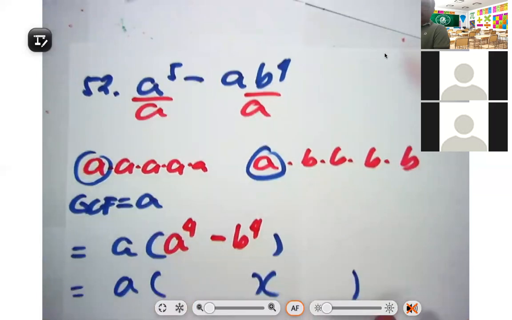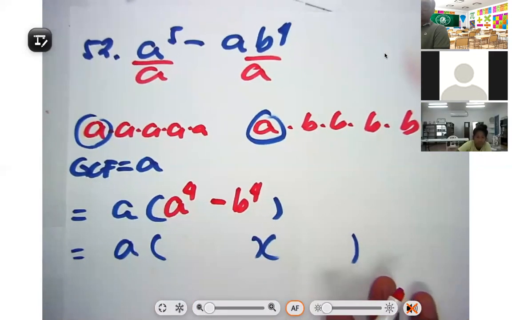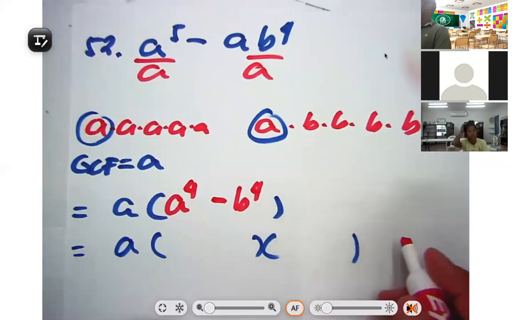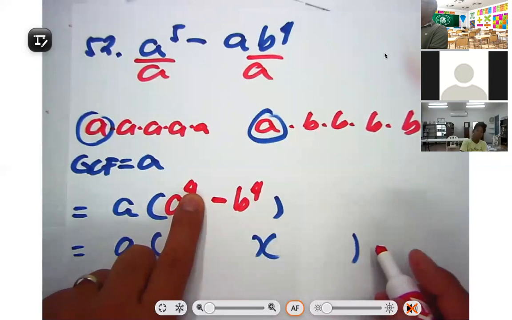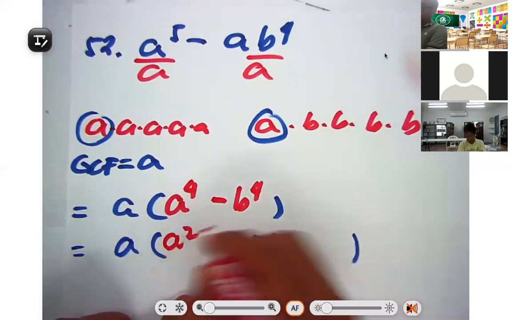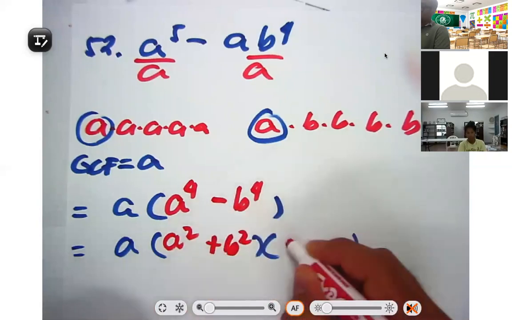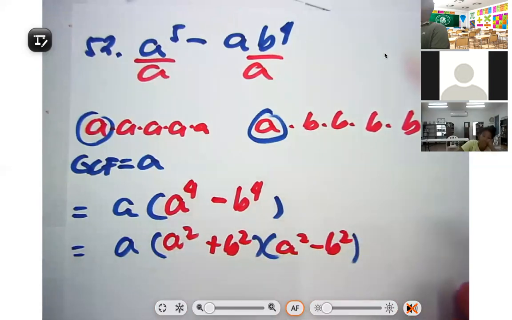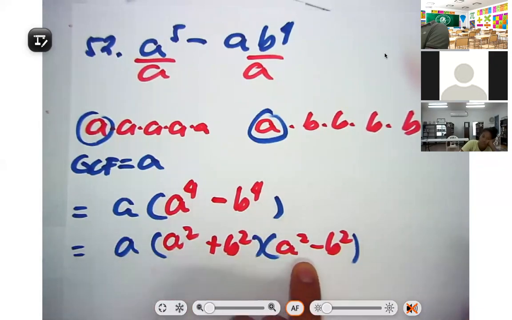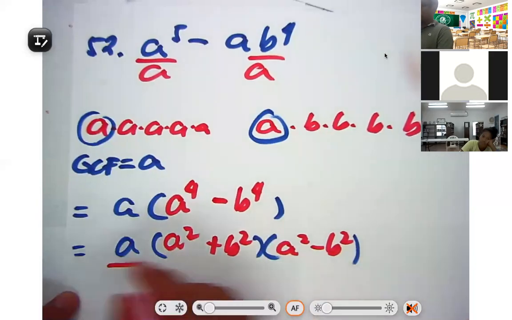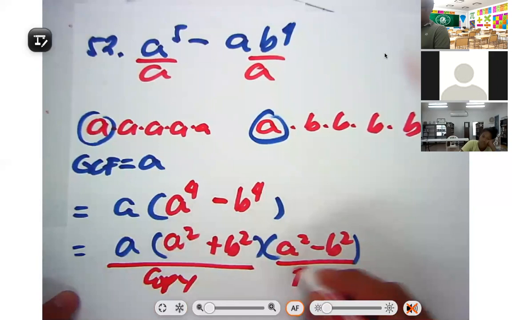4 is divisible by 2, and we simply get the square root of that by dividing 4 by 2. So the square root of a raised to 4 is a squared. That's a squared plus b squared, and then a squared minus b squared. Are we done here? Check whether we can still factor. A sum of squares is prime, can't be factored, but this a squared minus b squared can still be factored, right? So you simply copy this and then factor.